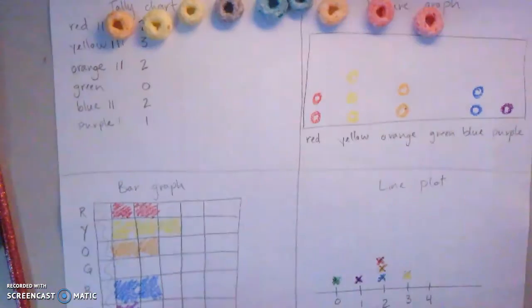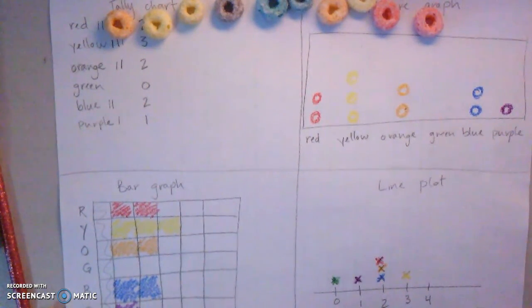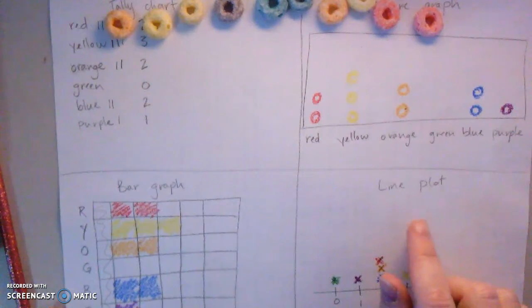Tasties, same cereal. Okay, so you can use anything you have at home to make yours. Just make sure that you show all 4 things. You might have to be a little creative with how you do your line plot.